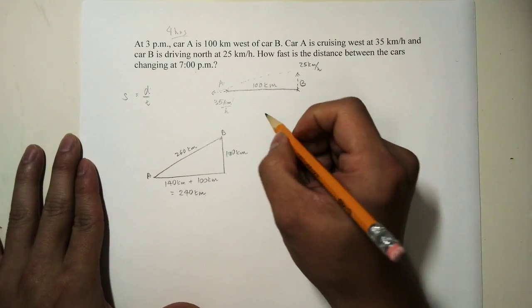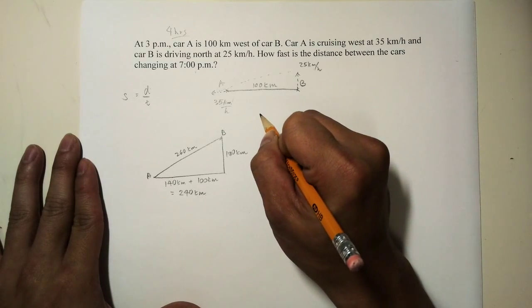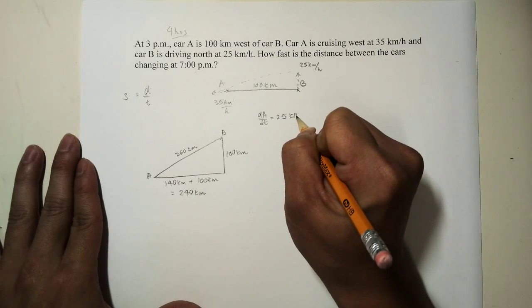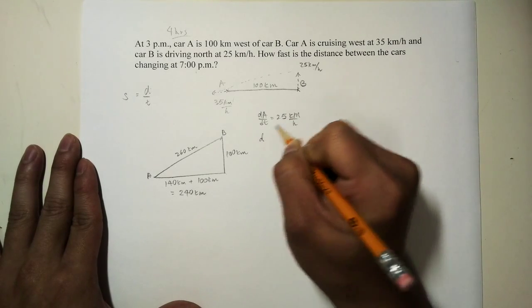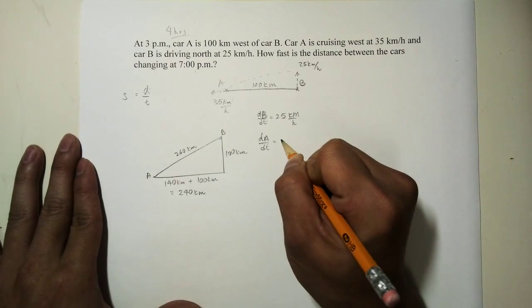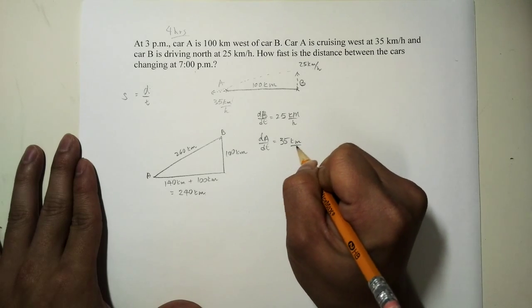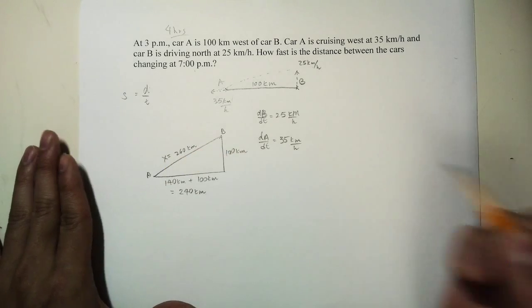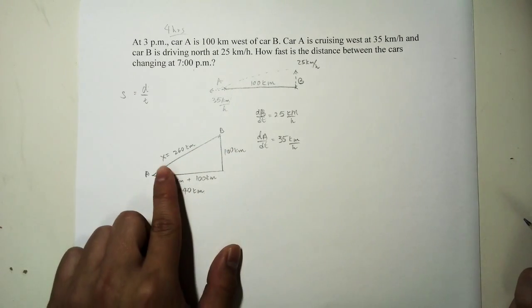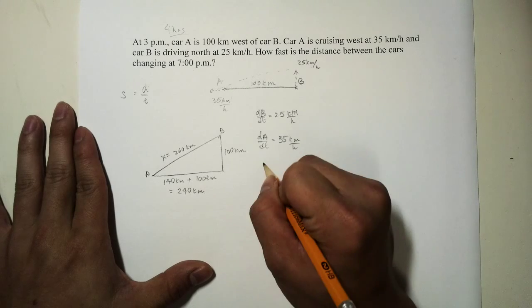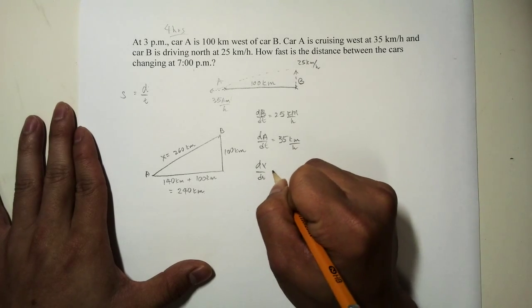All right. Now, what about these numbers? So let's write it down, label them. So we're saying dB/dt is 25 kilometers per hour, and dA/dt right here is 35 kilometers per hour. All right. So let's say this is x. So we wonder, what is the rate of change for x as these two cars are moving in two separate directions? So we are trying to find out what dx/dt is.